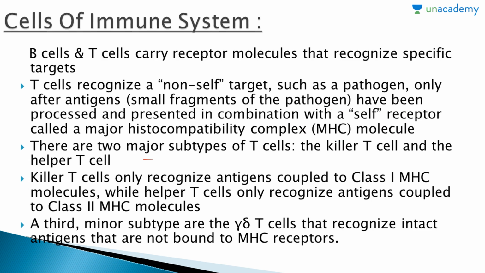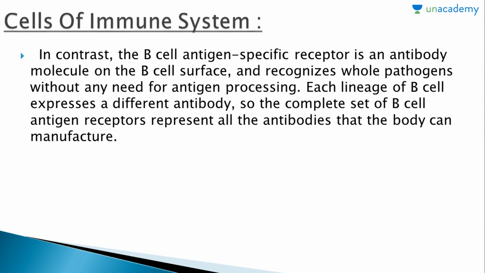There are two major subtypes of T cell, that is the killer T cell and the helper T cell. The killer T cells only recognize antigens coupled to class 1 MHC molecules, that is the major histocompatibility complex molecule. While helper T cells only recognize antigens coupled to class 2 MHC molecules. A third minor subtype are the gamma delta T cells that recognize intact antigens that are not bound to the MHC receptors. In contrast, in B cells the antigen specific receptor is an antibody molecule on the B cell surface and recognizes whole pathogens without any need of antigen processing.